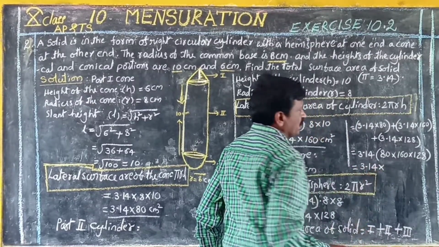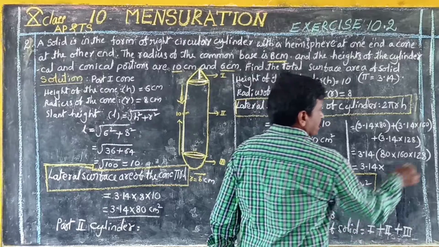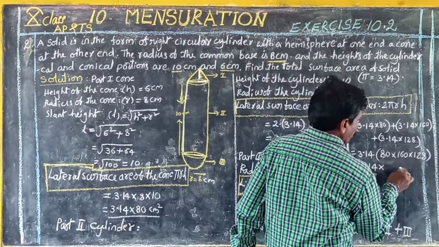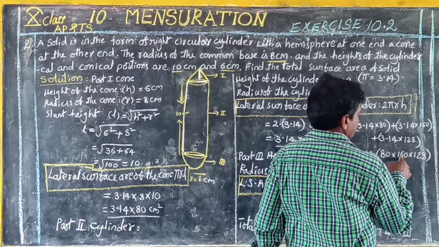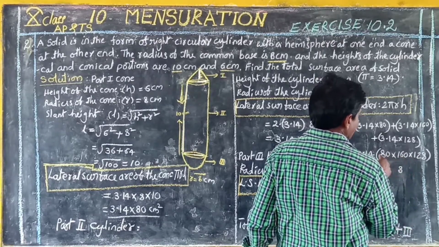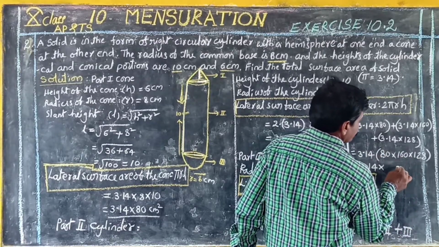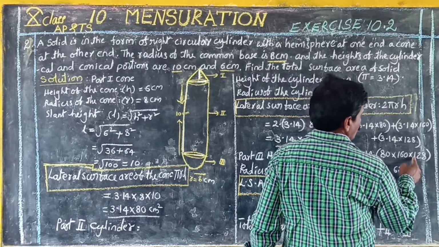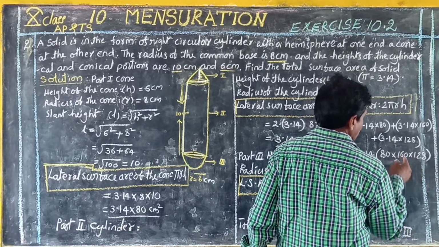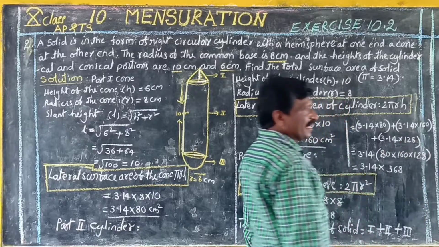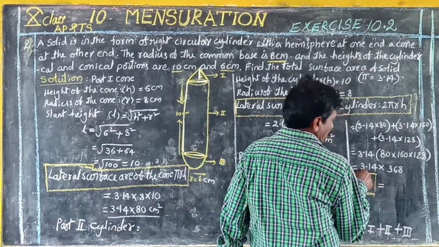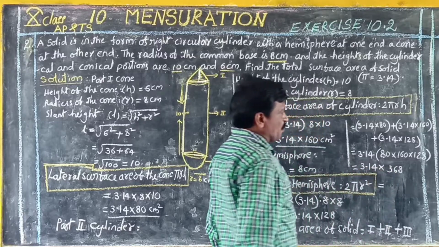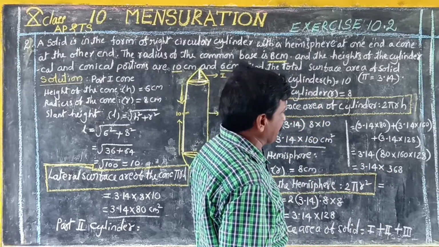3.14 into 8 plus 0, 8; 8 plus 0, 8; 2 plus 6, 8; 8 plus 8, 16; 1, 1 plus 1, 2; 2 plus 1, 3. That is 368. In total, we will multiply 3.14 into 368.